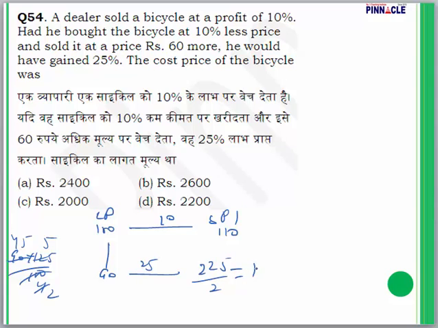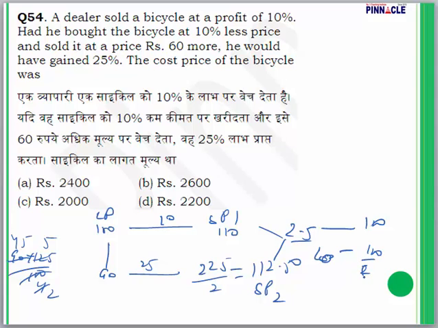Or in other words, 112.50. The second SP, if he is selling at 25% profit, but if the cost is 10% lower, then the selling price would be 112.50. The difference here is 2.5. If he is selling 2.5 more, then CP would be 100.